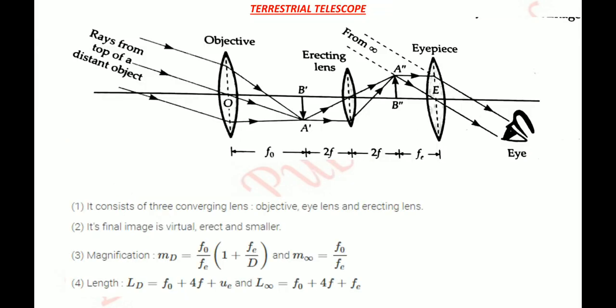Now the next topic is terrestrial telescope. Although it is not there in your syllabus, since it is one type of telescope, for your knowledge purpose I am telling you. In terrestrial telescope, everything is same. Only one additional lens is there. As you can see, this lens is additional. Now we are going to have 3 lenses, and this lens is called erecting lens.